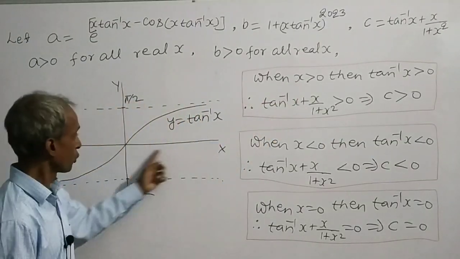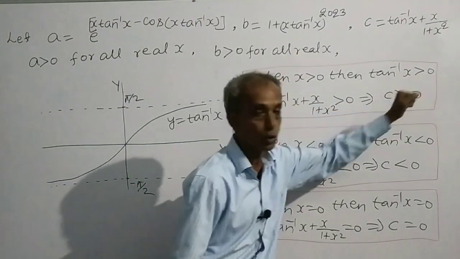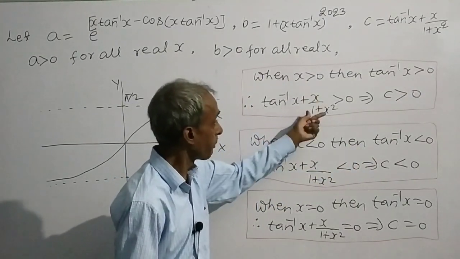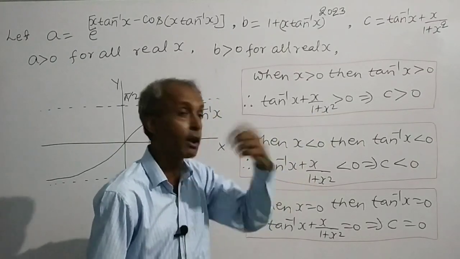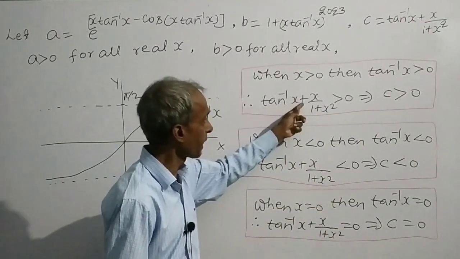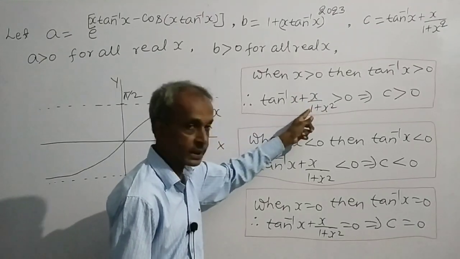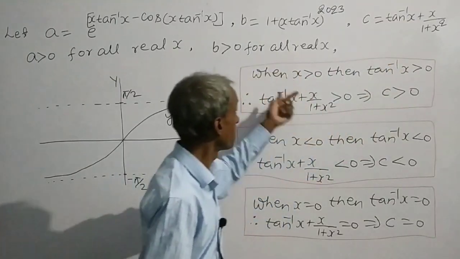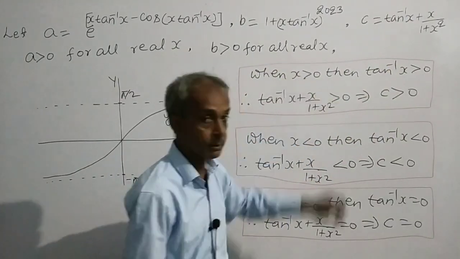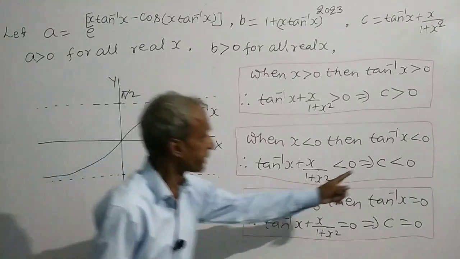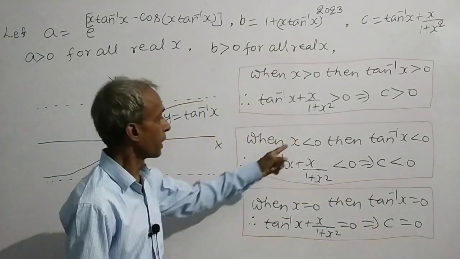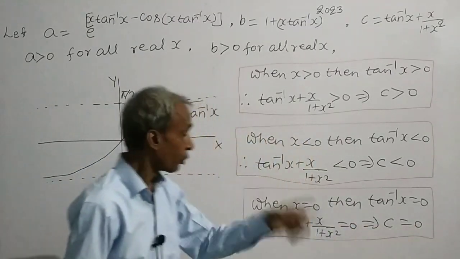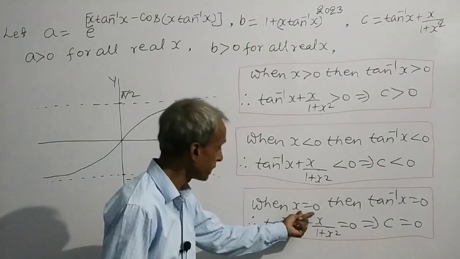When x is positive, tan inverse x is positive. Positive plus positive by 1 plus x square will always be positive. Positive plus positive by positive will be positive. That means C will be positive when x is positive. Similarly, C will be negative when x is negative, and C will be 0 when x is equal to 0.